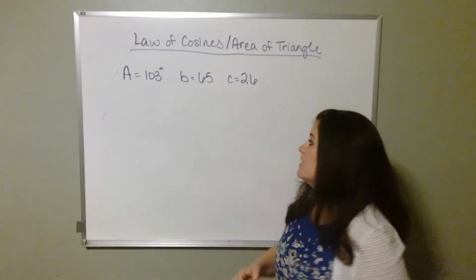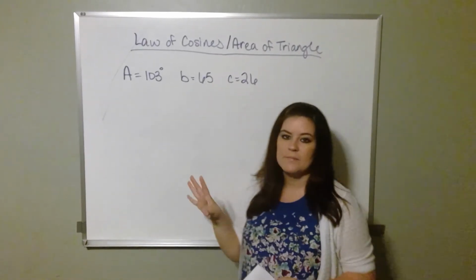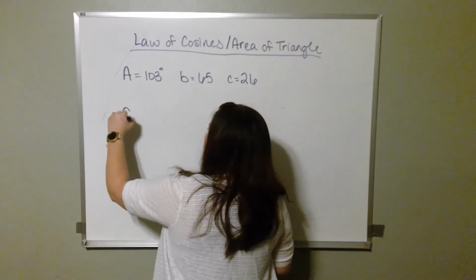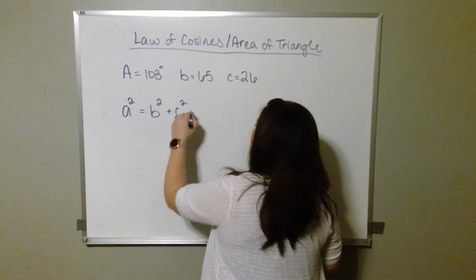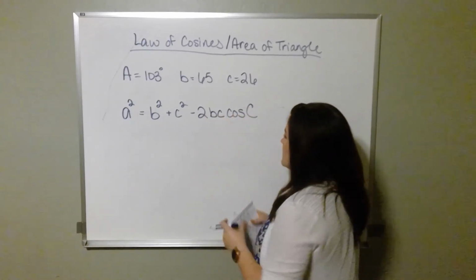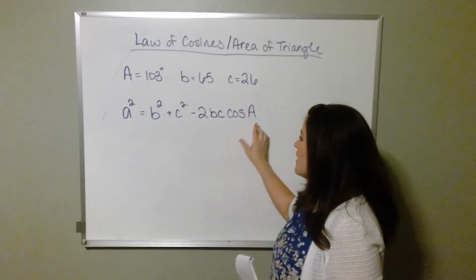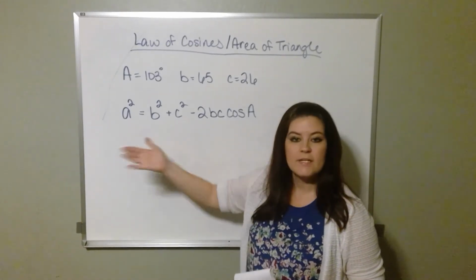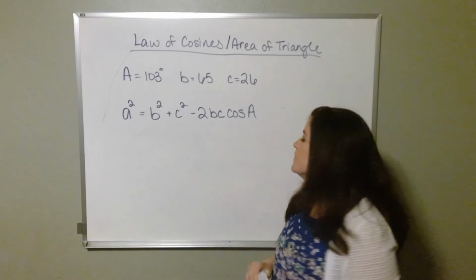But the information given is that I have angle A and I have sides b and c. This example is perfect for that first form of the law of cosines. So I'm going to pick the one that says that a squared equals b squared plus c squared minus 2bc times the cosine of angle A. Notice I have everything that goes here. What I'm going to end up solving for here is a squared, and then I can square root that, and I'll find side a. So side a is what I'm looking for.